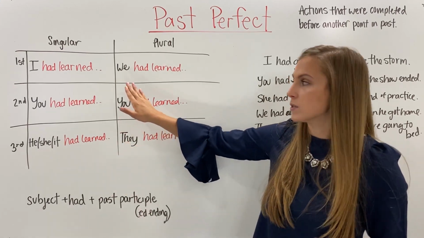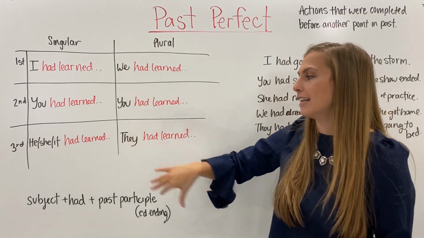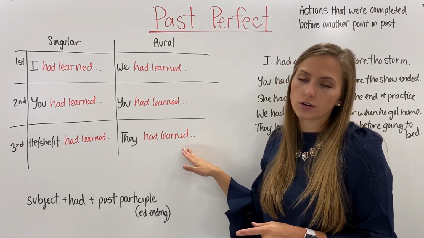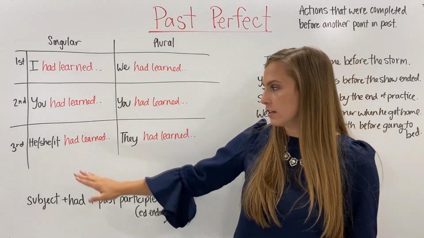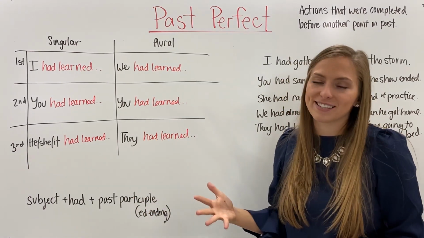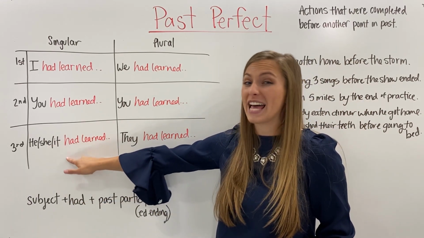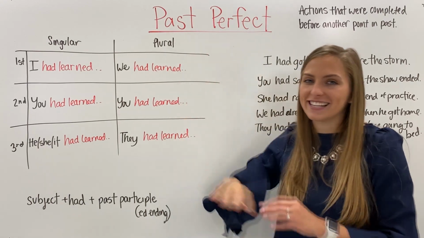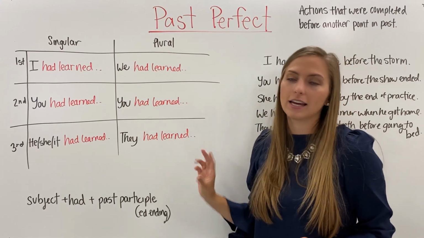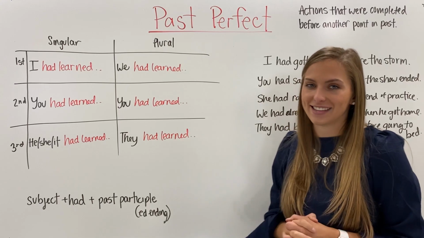So let's look at the examples here. I had learned, you had learned, he, she, it had learned, we had learned, you had learned, they had learned. Okay, so all of these are the same, which is really nice. As you remember in the present perfect video, the third person singular was different and we use has. But for past perfect, it's easy, it's all the same. So there's no need to change anything depending on the persons. All of the persons, whether singular or plural, are the same.